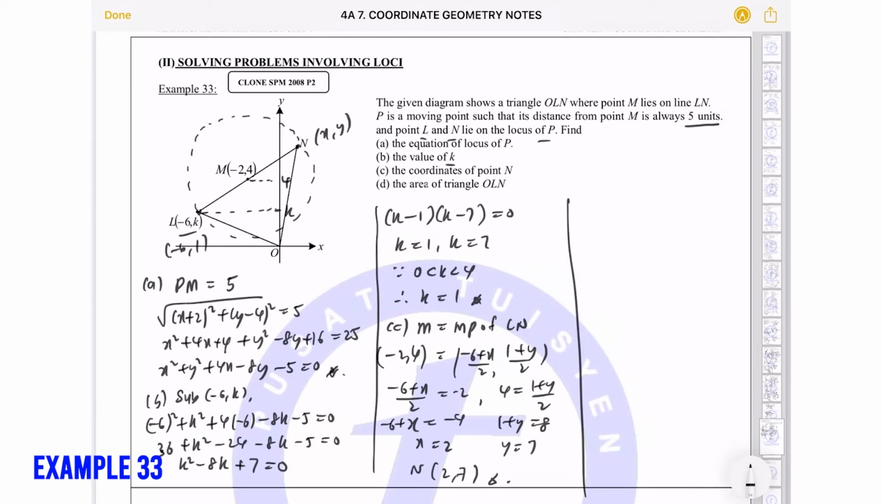Alright. Part C done. Part D. Area of triangle OLN. Okay, this is easy. Area of triangle, done a couple of times, right? O first, 0, 0. L is -6, k. K is 1. N is, what's the coordinate N? 2, 7. Repeat the first point. So when you multiply downwards, this is 0, minus 42, 0, minus this way up 0, and -2. So it's actually 44. You modulus it, 22 square unit.